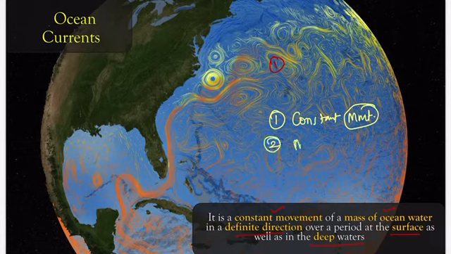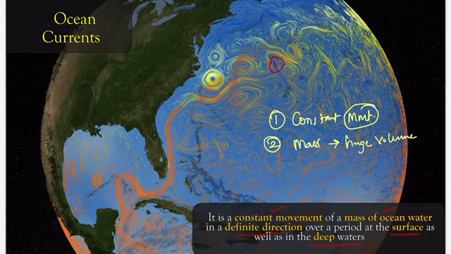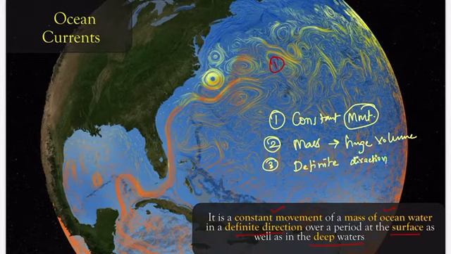Then mass, which means it is not a very small amount of water. A huge volume of water is moving. That is the second idea. The third idea is that it is moving in a definite direction. And the fourth one is the idea of its location. It can be either at the surface level or at the deep ocean level. So these are the basic keywords which we have to know in terms of ocean currents.